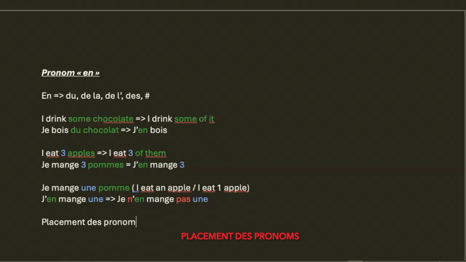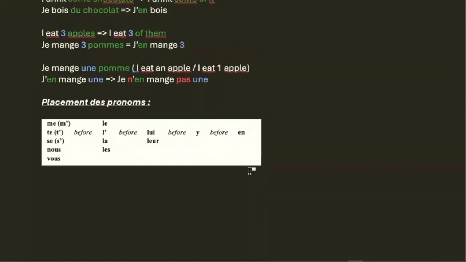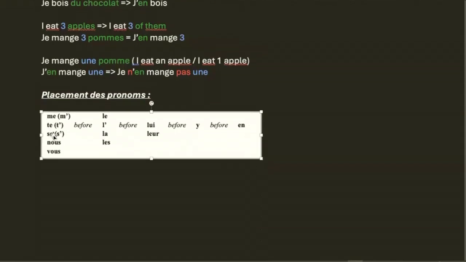And you know what I'm going to do here? I'm going to do a screenshot, I think. So I think that's going to be perfect. It's right here. And it's going to make my life way easier. Et voilà. Placement des pronoms: me, te, nous, vous, le, l', la, les, lui, leur, y, en. Okay, so I'm going to give you an example, bien sûr.